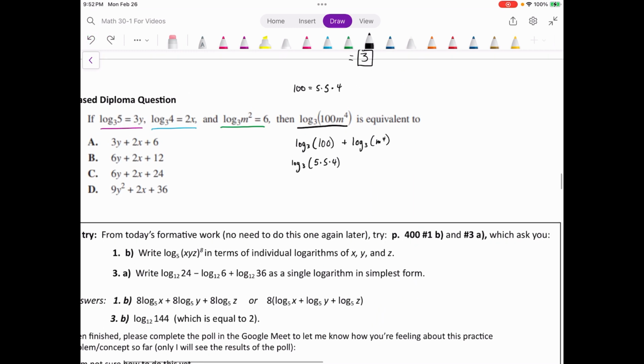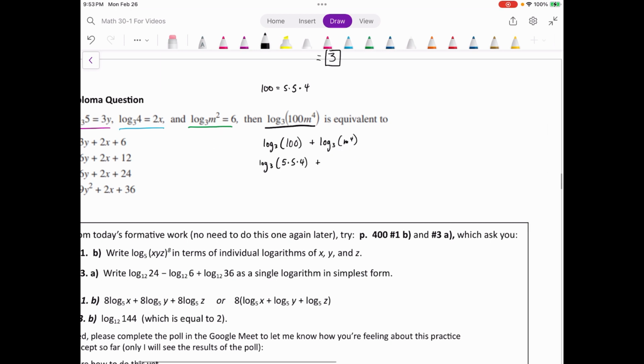And then what about m to the power of 4? Well, hang on a sec. That's just m squared times m squared, which is m to the power of 4. Why would I do that? Because I know stuff about log base 3 of m squared. I don't know anything about log base 3 of m to the 4th, but I do know stuff about log base 3 of m squared. So what if I rewrote this as, instead of m to the 4th, m squared times m squared, which is equivalent, so I'm allowed to do that. That is just m to the power of 4, okay?